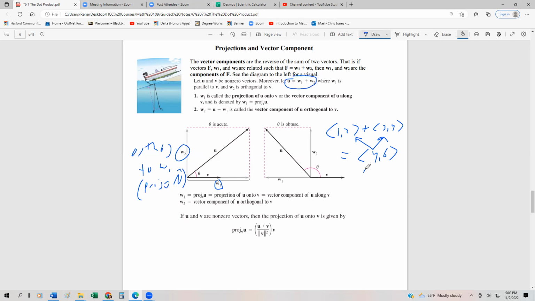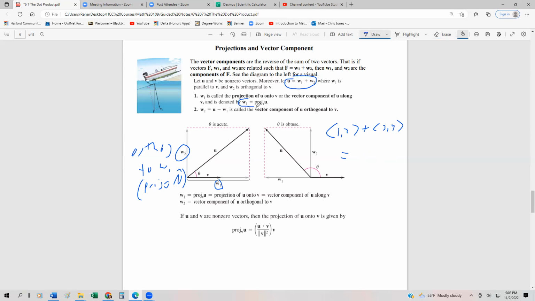If this is the vector u, then this might be like w1 and w2. I know that they're not drawn exactly, but that's how you would go about getting those. And w1 and w2 are orthogonal to the original vector v. So let's go ahead and find a formula for this.